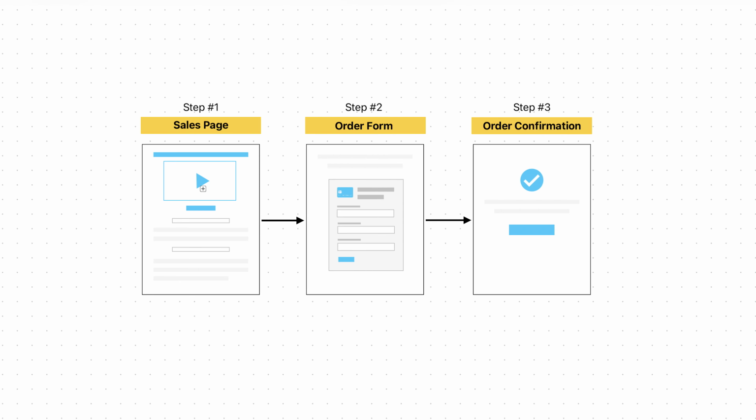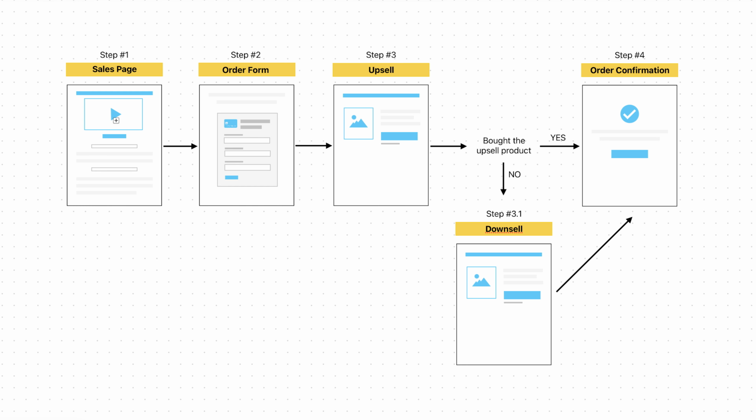A sales page, where you show your audience how your course will help them and provide the transformation they desire. An order form, where people enter their payment information and check out, and an order confirmation page that wraps up the process. If you have additional products you want to offer alongside your course, you can expand this funnel by adding an upsell and a downsell page after the order form.